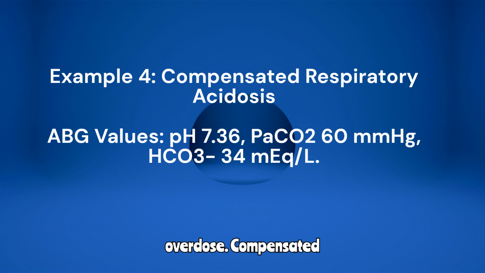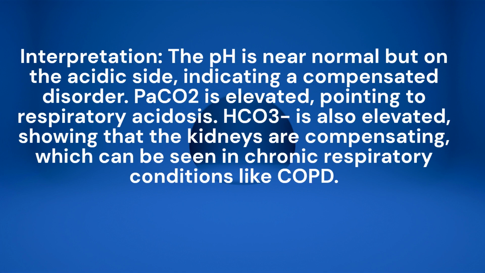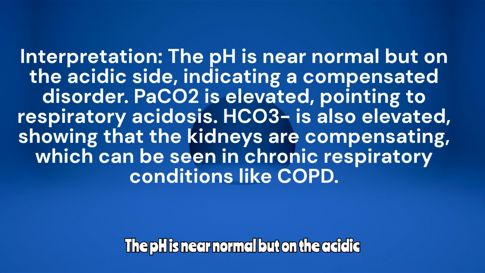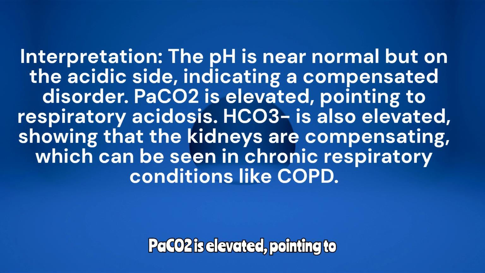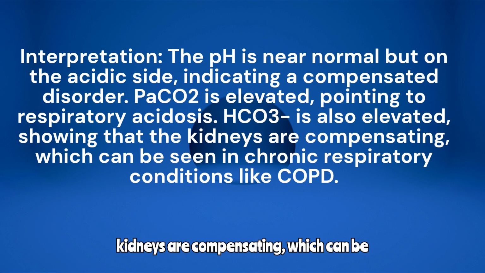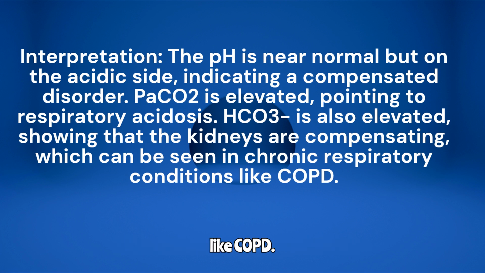Example 4. Compensated respiratory acidosis. ABG values: pH 7.36, PaCO2 60 mm of mercury, HCO3 34 milliequivalent/L. Interpretation: the pH is near normal but on the acidic side, indicating a compensated disorder. PaCO2 is elevated, pointing to respiratory acidosis. HCO3 is also elevated, showing that the kidneys are compensating, which can be seen in chronic respiratory conditions like COPD.